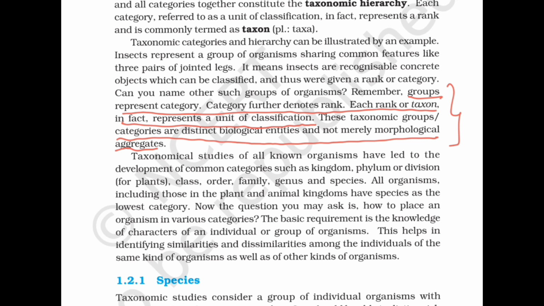Taxonomical studies of all known organisms have led to the development of common categories such as kingdom, phylum or division, class, order, family, genus and species. Let me make this clear. Phylum is used for animals and division is purely and strictly for plants. Please note what I'm saying. Okay, so I'm gonna show you a trick which actually got me past my 3 years in preparation for NEET.